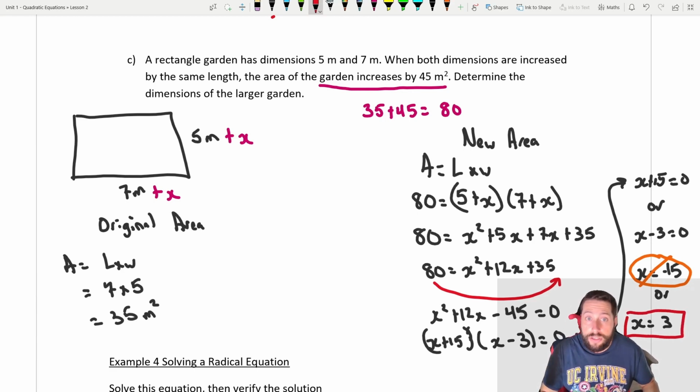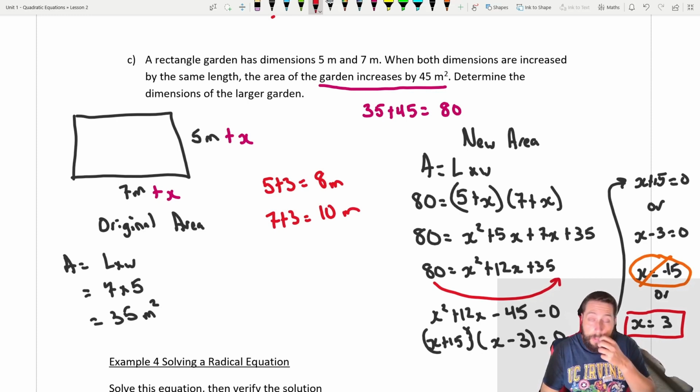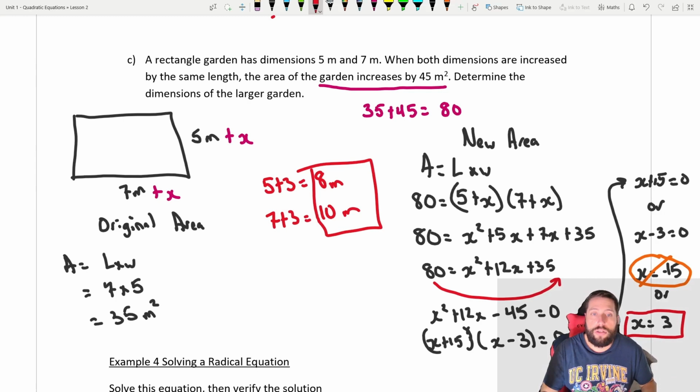So, determine the dimensions of the larger garden. That means it's 5 plus 3, which equals 8 meters, and 7 plus 3, which equals 10 meters. That is the new dimensions, your length and your width. Done. Those are your new dimensions.